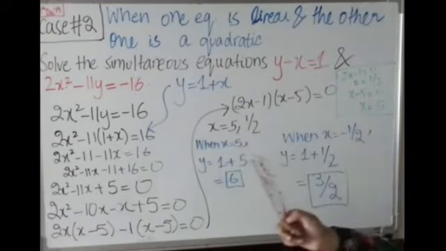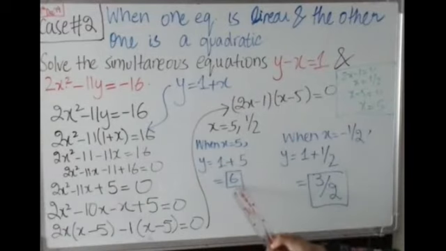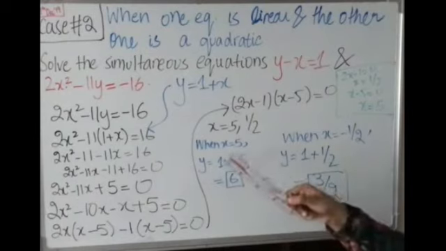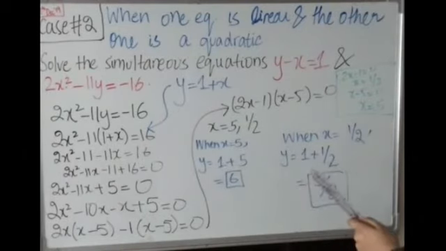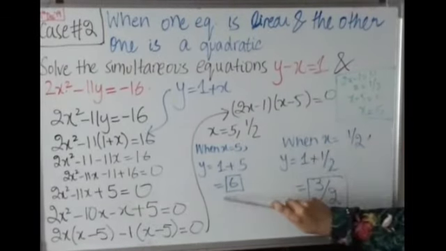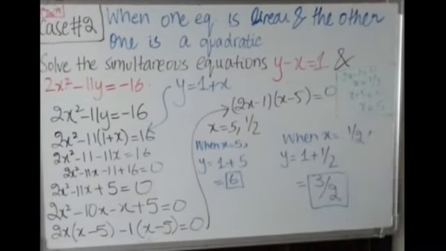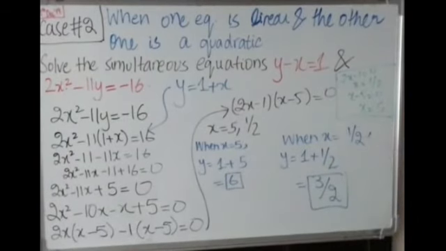So when x would be 5, the value of y would be 6, if you substitute this value into any of the equations, okay. So it's 6, but when x equal to half, yeah, not minus half, half, it would be y is equal to 1 plus half, that would be y is equal to 3 over 2. So when x equal to 5, y is equal to 6. And when x equal to half, y is equal to 3 over 2.